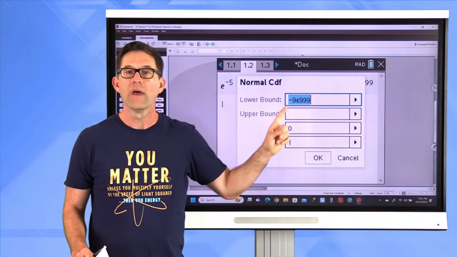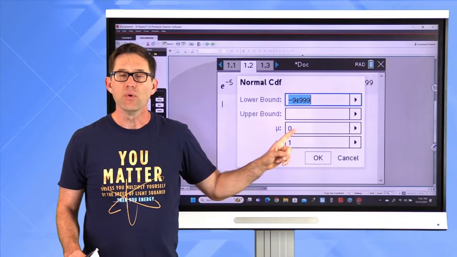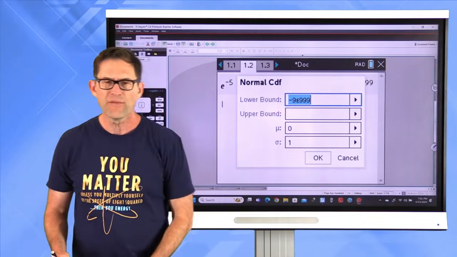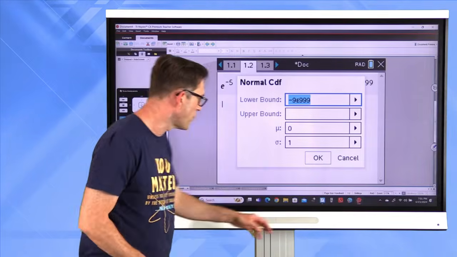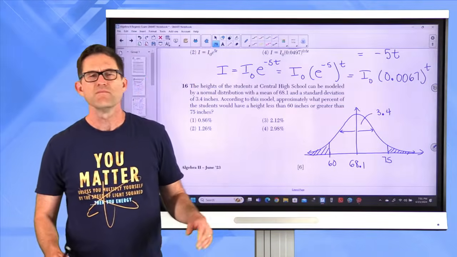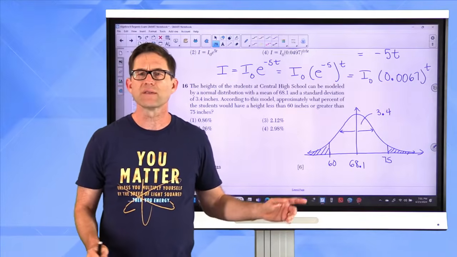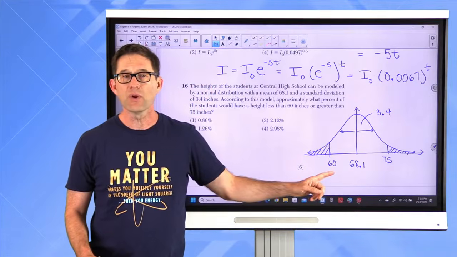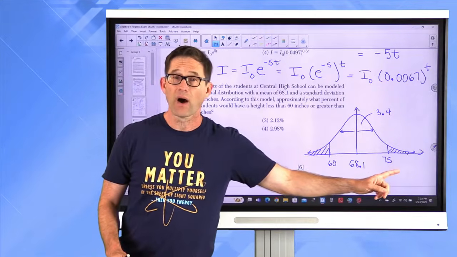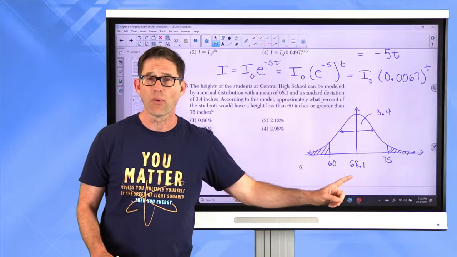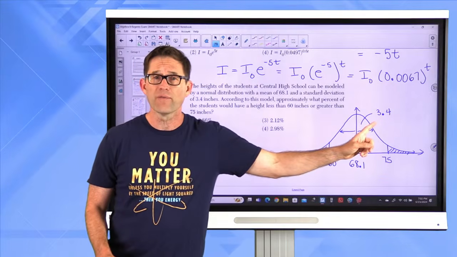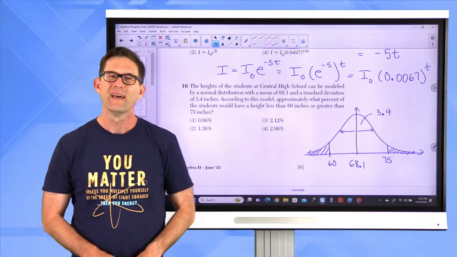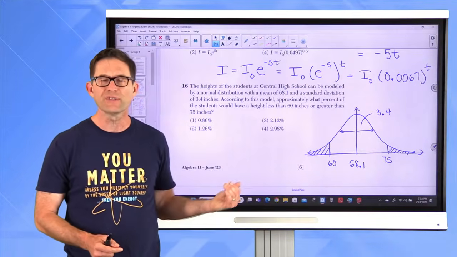A lower bound, an upper bound, mu, which is the mean, and sigma, which is the standard deviation. Now, if this problem, going back to it, was just what percentage of the students was between 60 and 75, then 60 would be your lower bound and 75 your upper bound. You'd put in 68.1 as your mean and 3.4 as your standard deviation, and you'd get your percent. But here we want everything below 60.